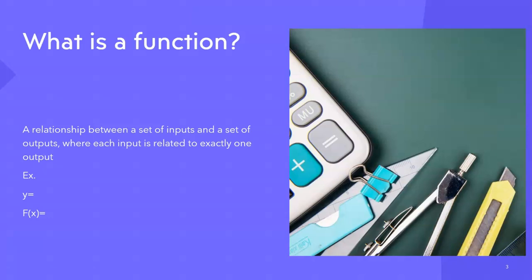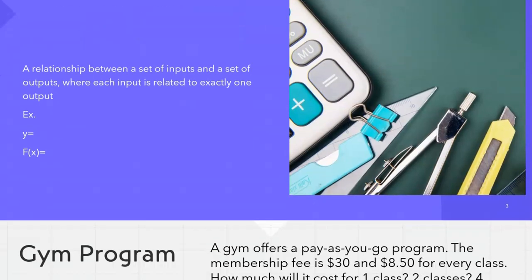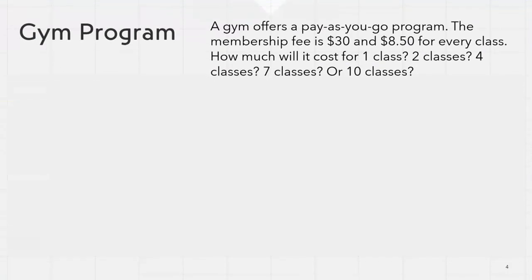It is a relationship between a set of inputs and a set of outputs, where each input is defined to exactly one output, and you might see a function as y equals or f of x equals in some later examples. First, a word problem.